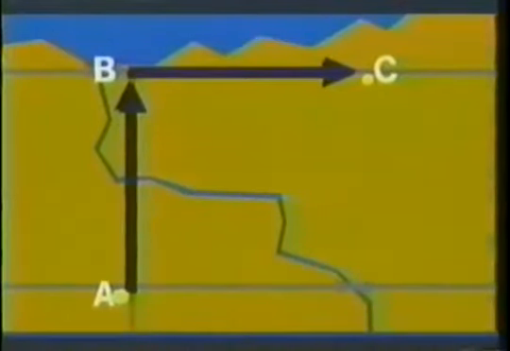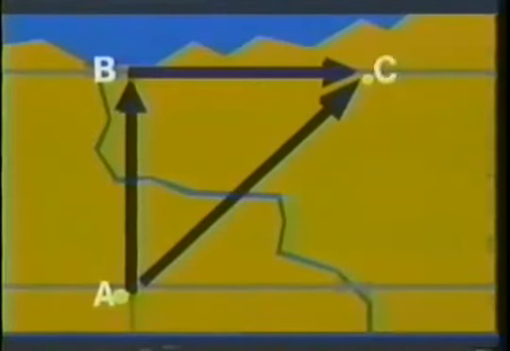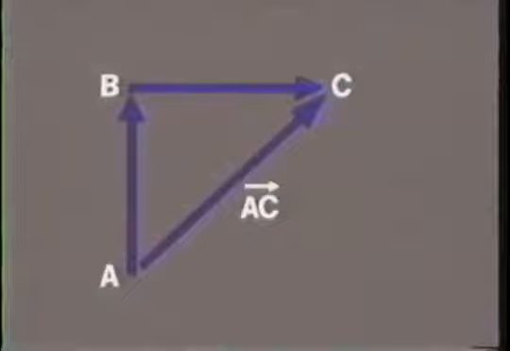Not all problems can be blamed on vectors. When two vectors are joined, the resultant is found by drawing a line from the initial point of the first vector to the terminal point of the second vector. In this case, the resultant vector AC is the sum of vectors AB and BC.